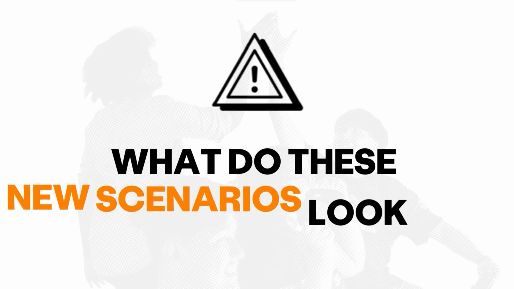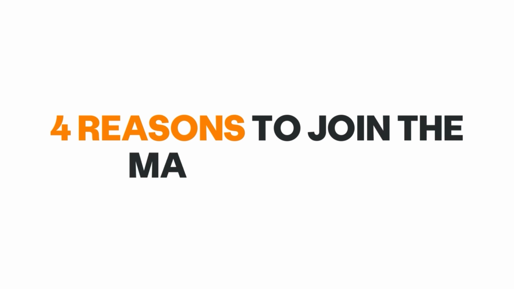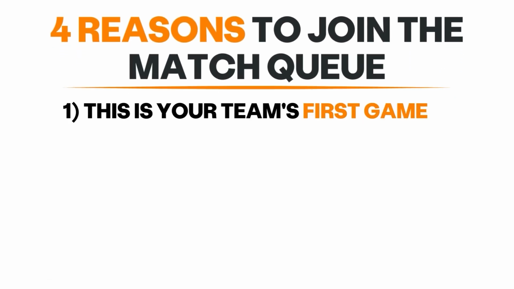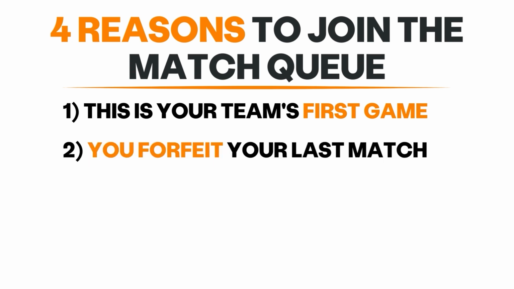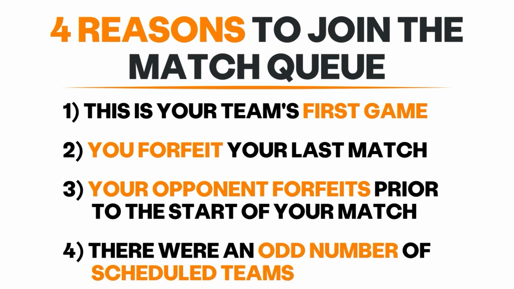What do these scheduling scenarios look like? The first scenario is through the match queue. Your team will need to utilize the match queue feature in any of the following four situations. If this is your team's very first game, if your team forfeited their last match, if the opposing team of a scheduled match forfeits prior to match time and you need a new opponent, or if there were an odd number of teams slated to be scheduled and we were not able to find you an opponent at that time.